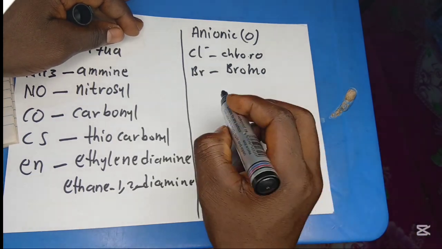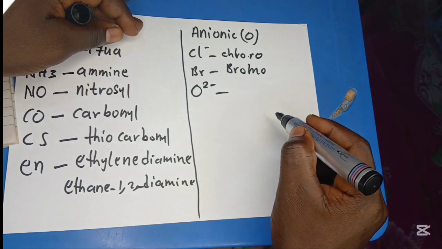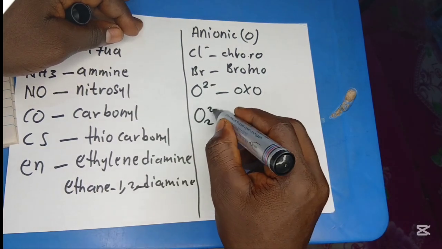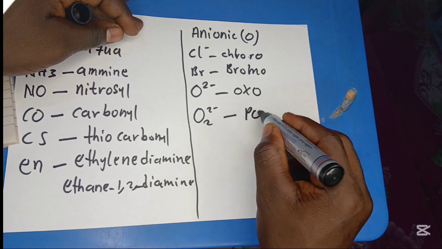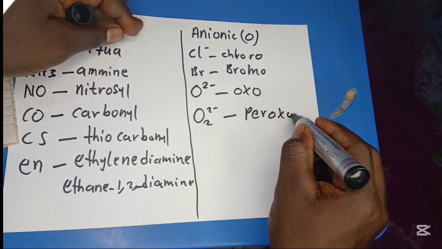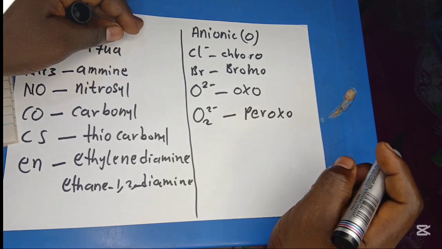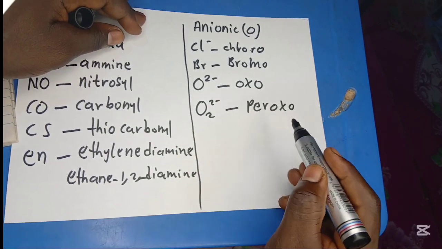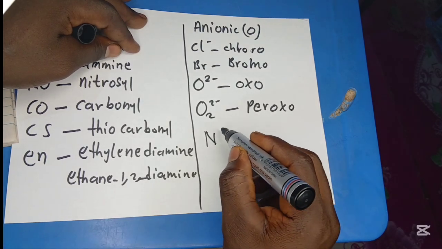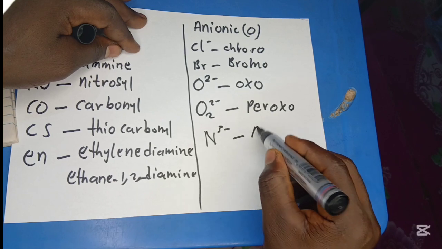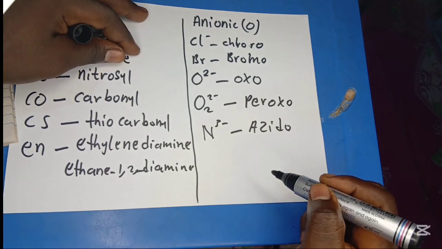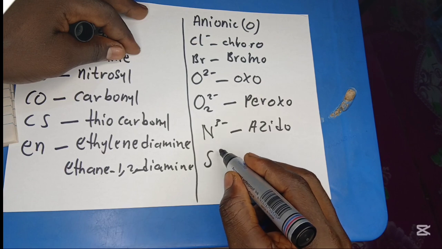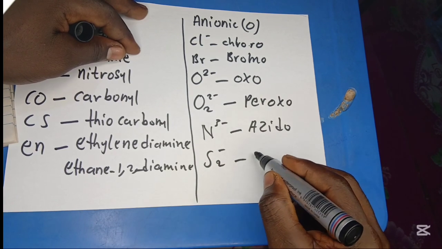O2- as a ligand is called oxo. O2 2- as a ligand is called peroxo. I intentionally arranged them in order for us to get it clearly: O2- oxo, O2 2- peroxo, and N3- as a ligand is called azido. S2- as a ligand is called sulfido.